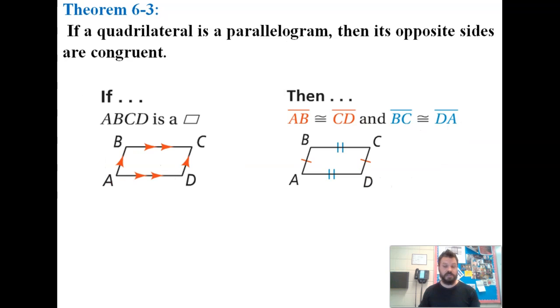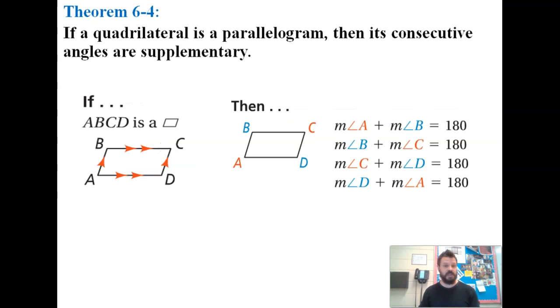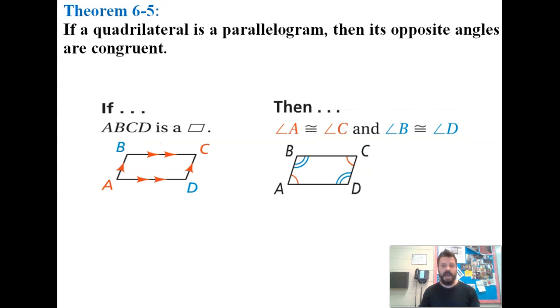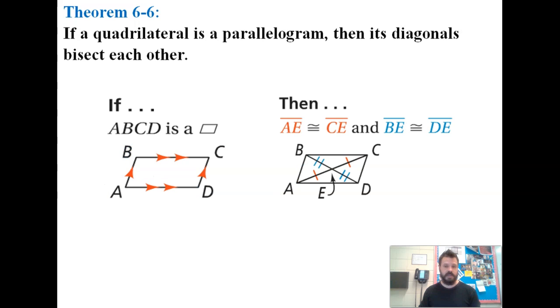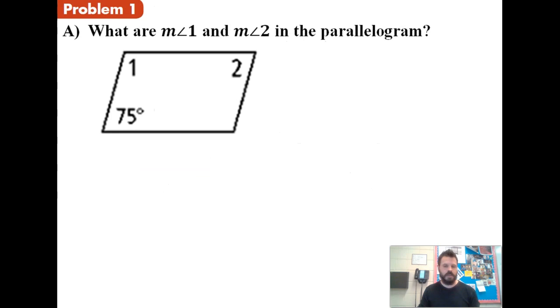Just to summarize or review them real quick. If we have a parallelogram, we know opposite sides are congruent. Consecutive angles are supplementary. Opposite angles are congruent. And the diagonals bisect each other. So let's go ahead and start using these theorems.